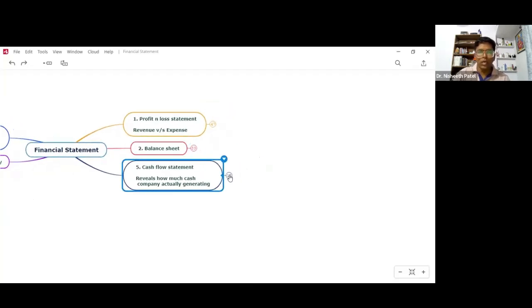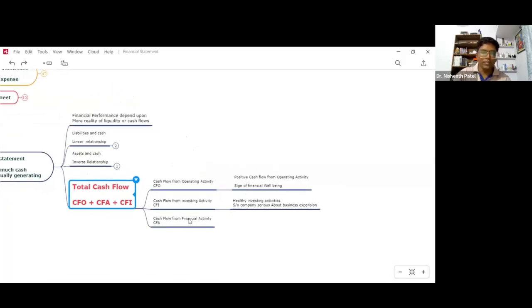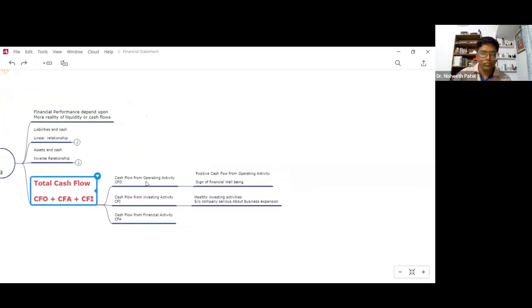Now coming to the cash flow segment. In the cash flow segment, we have cash from operating activity, cash from financing activity, and cash from investing activity. Cash from operating activity is the positive cash flow from operations. Whatever the company is doing as its primary business, from sales or maintenance or services, whatever money is coming in, that is cash from operating activity.